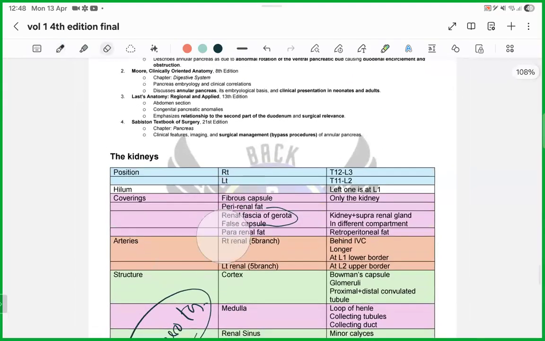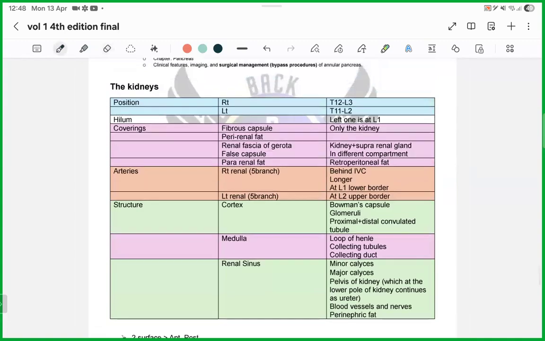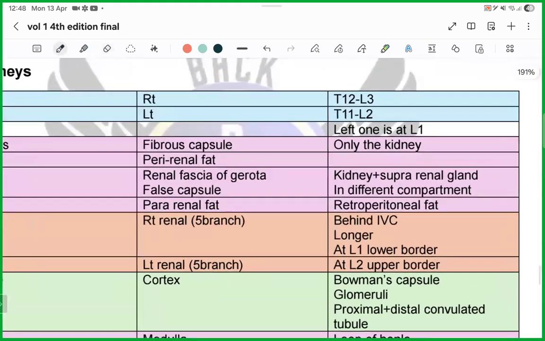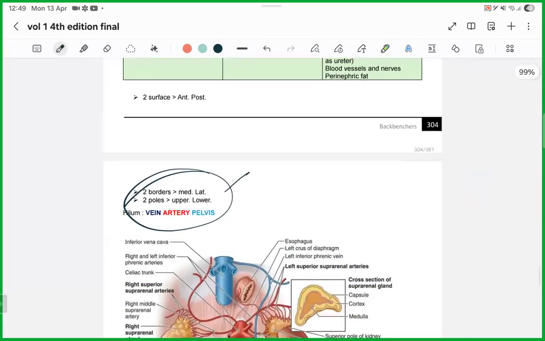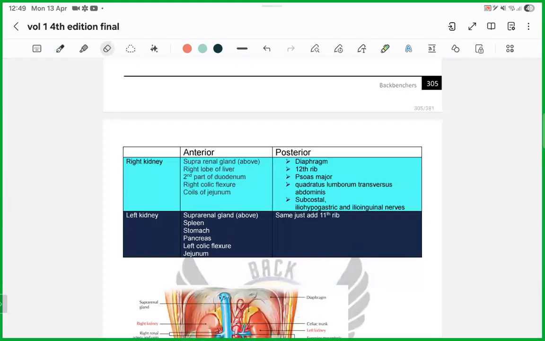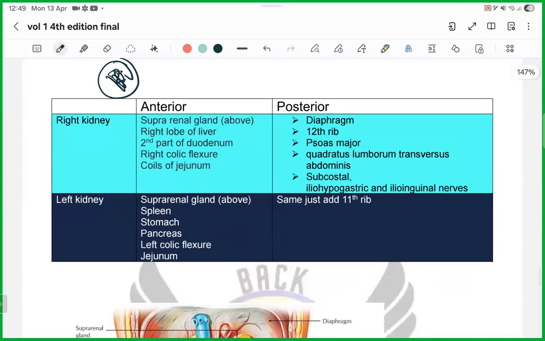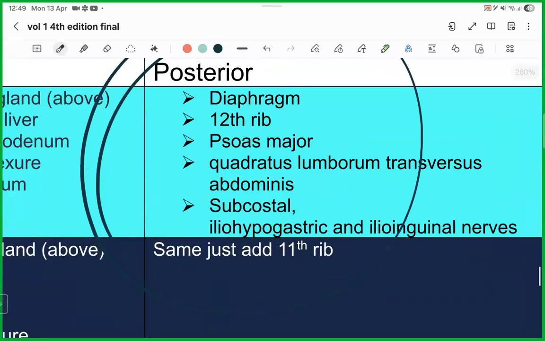The kidneys, they don't ask anything from here. Give a reading. Not a single thing they ask from here. Just remember this one. We all know the hilum contains vein, artery, pelvis. They ask you this thing, the relation of the kidney. This is 100% important. They ask more about the posterior relation. Remember, three muscles are behind.